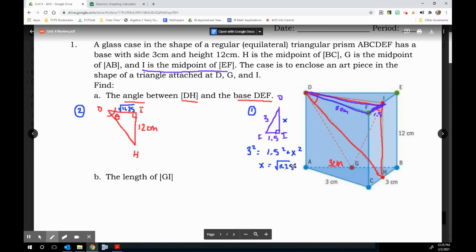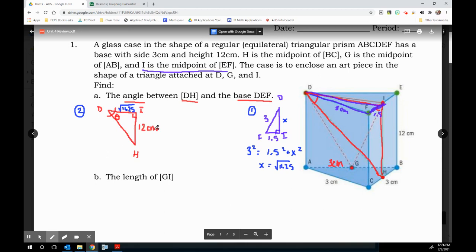I caution against rounding this right now just because it's not our final answer. So I'm going to use that 11.25 in the original triangle that I had brought out, the DIH triangle. So now I have enough information to use either sine, cosine, or tangent to find that missing angle.